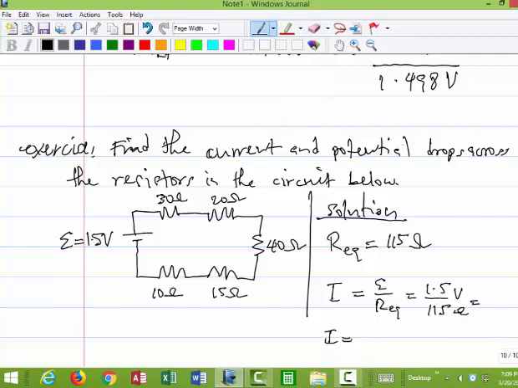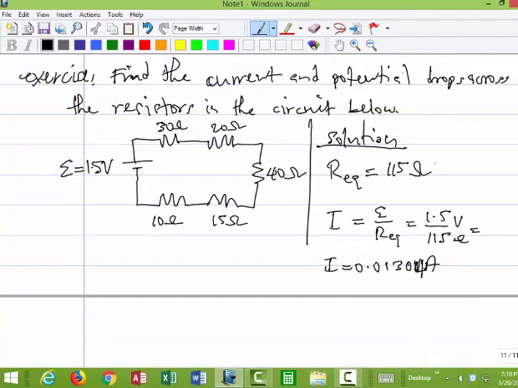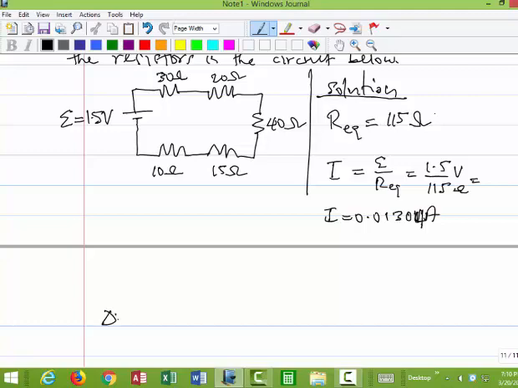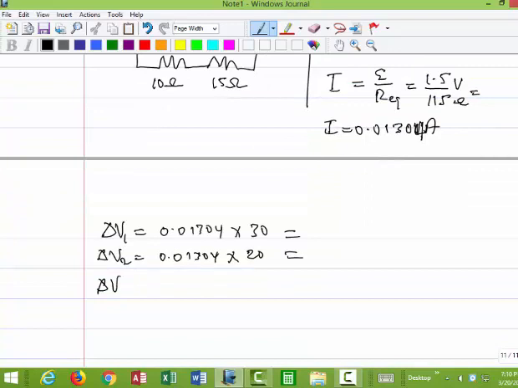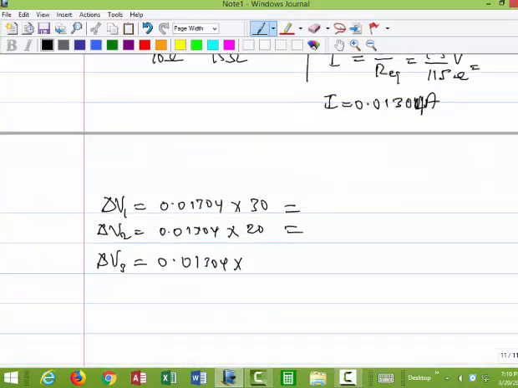0.01304 amperes. Okay. So then we can say that the potential drop across 1 is 0.01304 times 30 ohms. Then you do the potential drop across 2, which is 40 ohms.